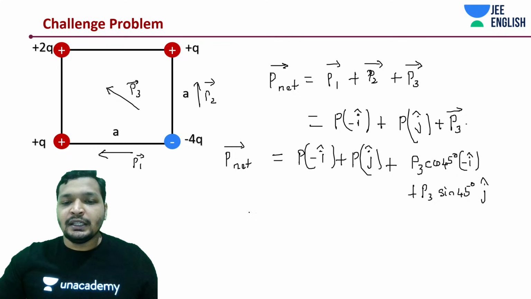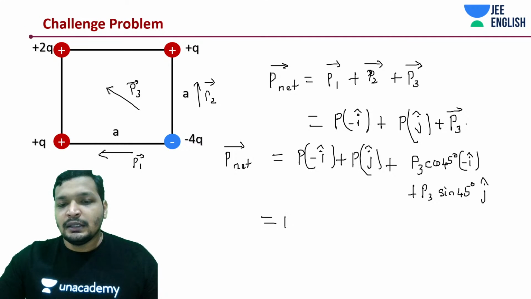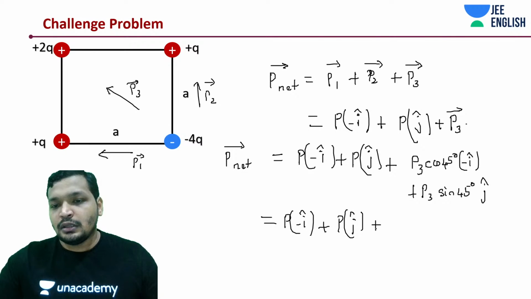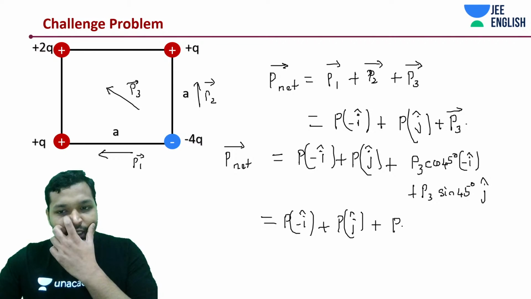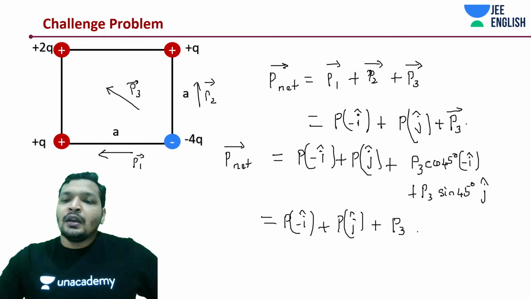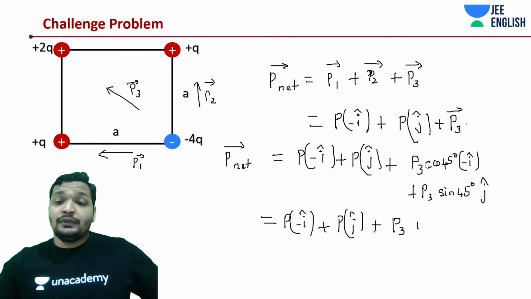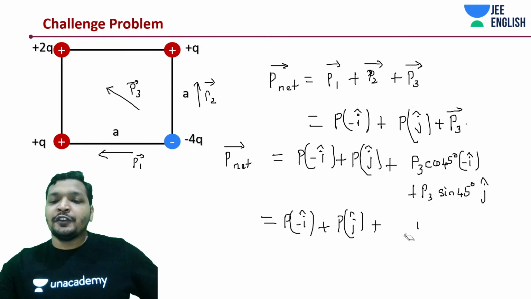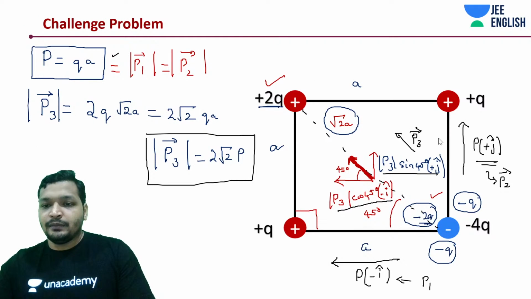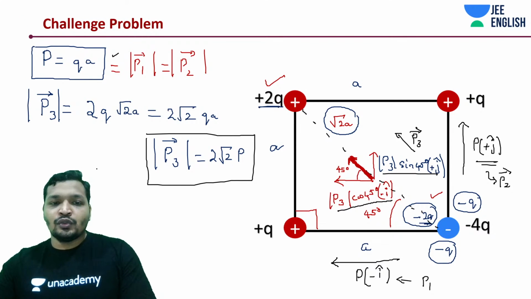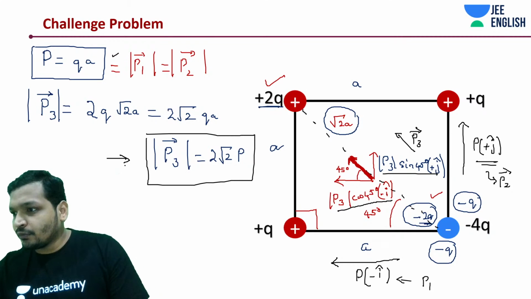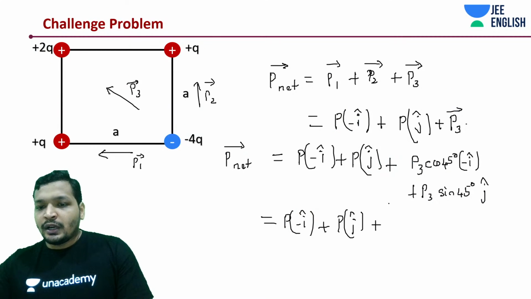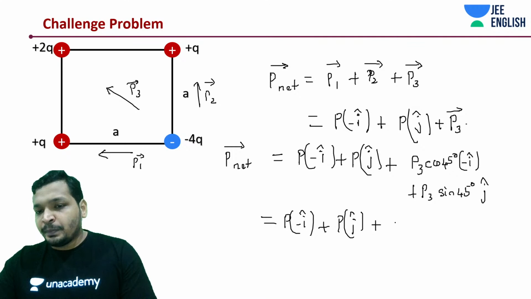Substitute the value of P3. How much is P3? We had to substitute the value of P3. P3, if you remember, it's 2 root 2P. Just the magnitude of P. 2 root 2P.